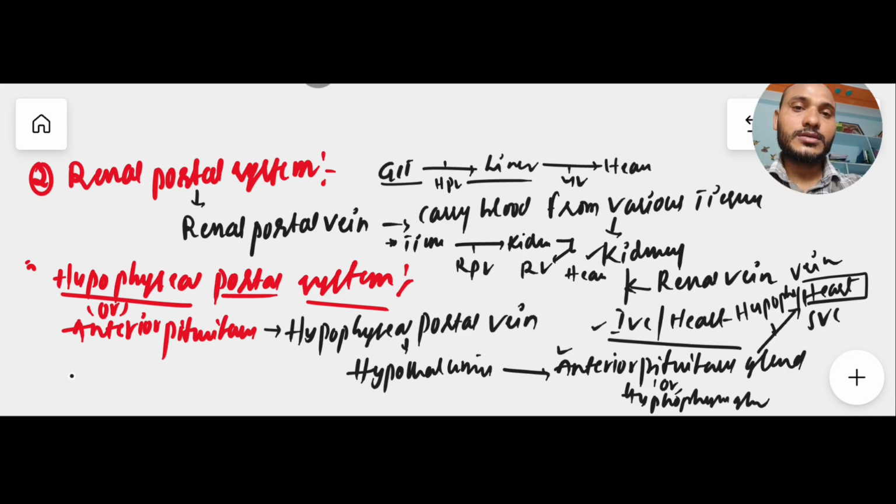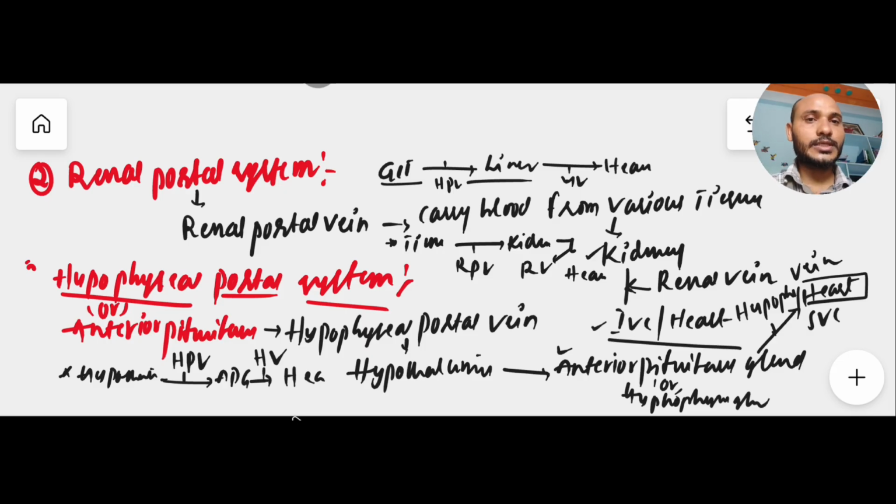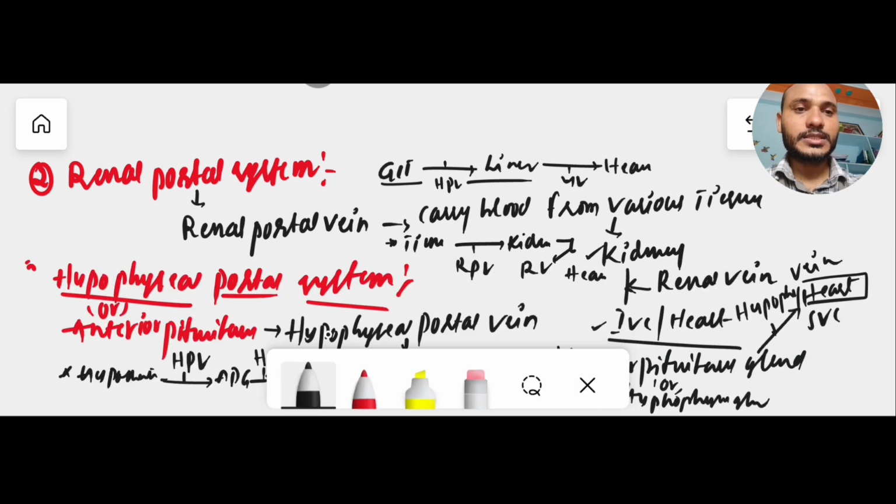Now here in hypophyseal portal system, from hypothalamus, the blood goes to the anterior pituitary gland by hypophyseal portal vein. From anterior pituitary gland, the blood goes to the heart through hypophyseal vein. So this is all about the different types of portal systems in animals. Now a very important concept, we will discuss.